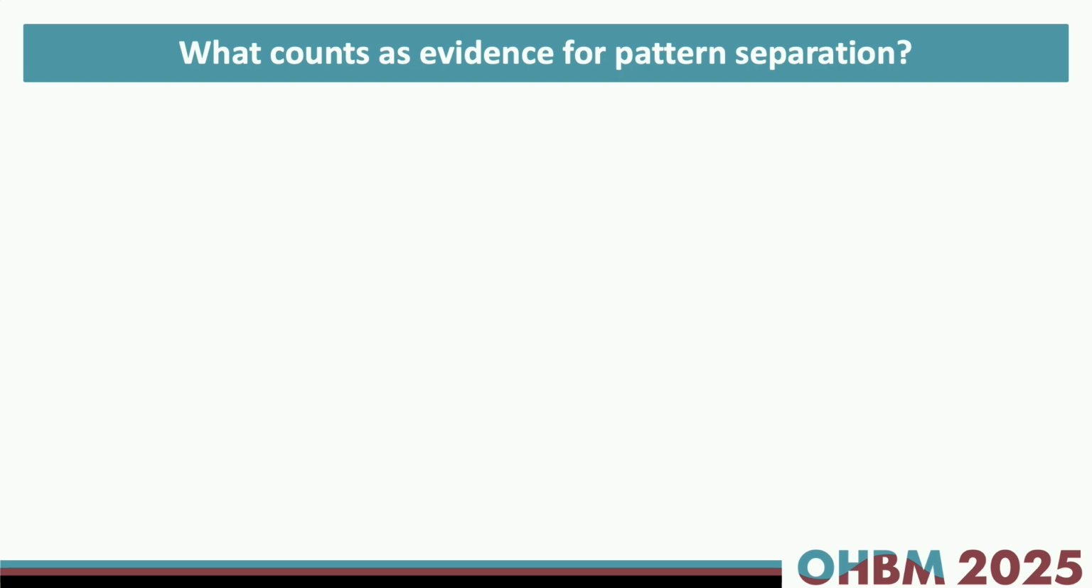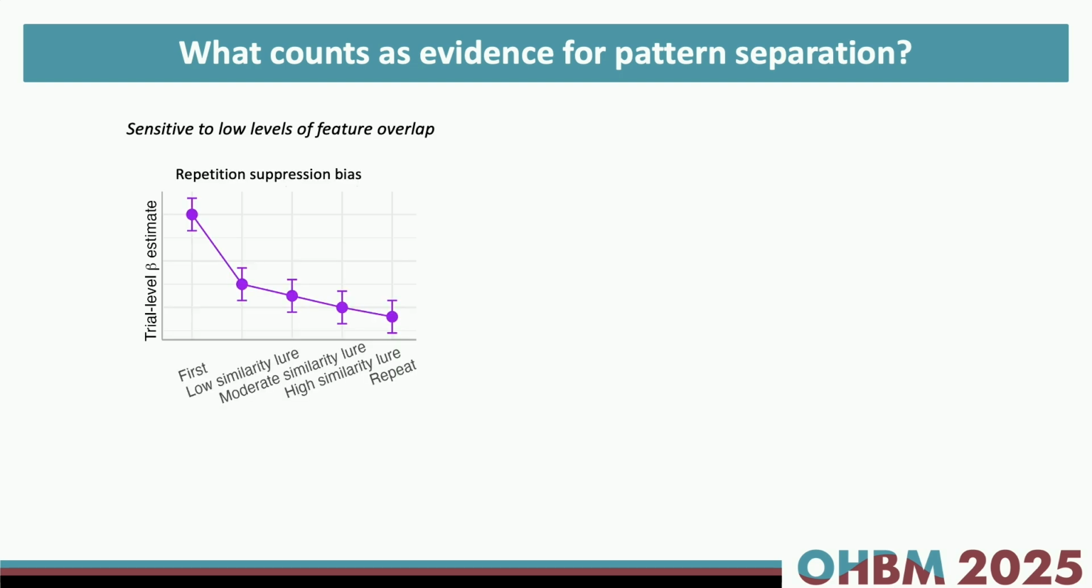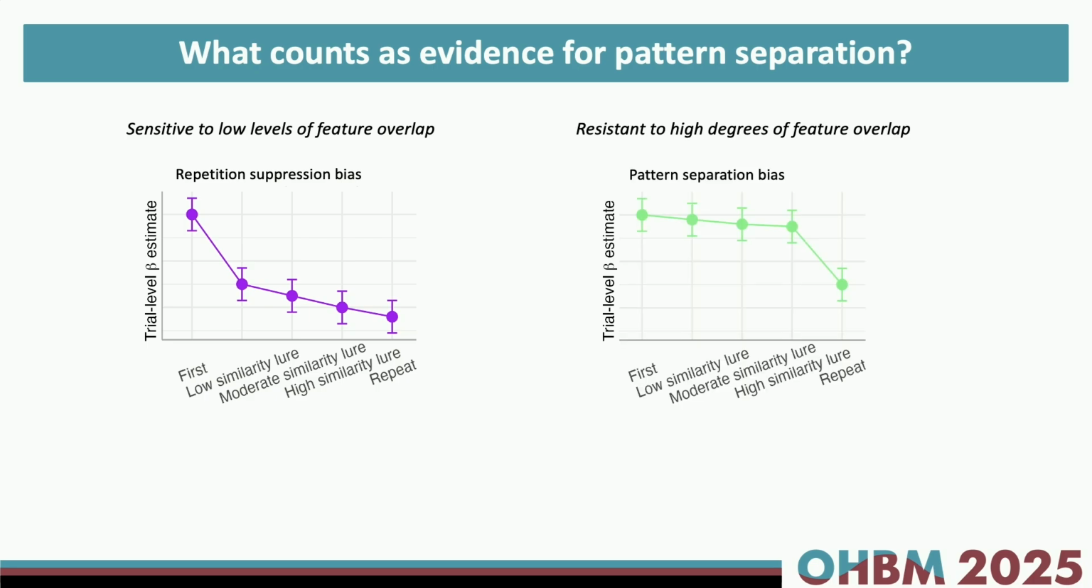But what counts as evidence for pattern separation? A region that decreases its activity very strongly when a low similarity lure is shown is considered not particularly well placed to support pattern separation, because it is very sensitive even to low levels of feature overlap. But a region that maintains its activity pattern throughout different lower similarity bins is actually capable of this type of pattern separation. So this is really what we're looking for here.